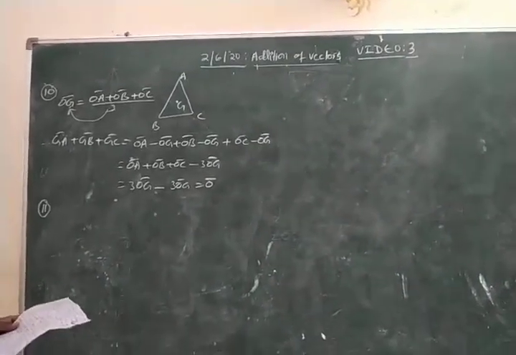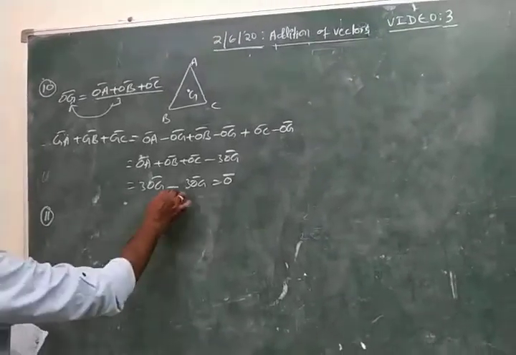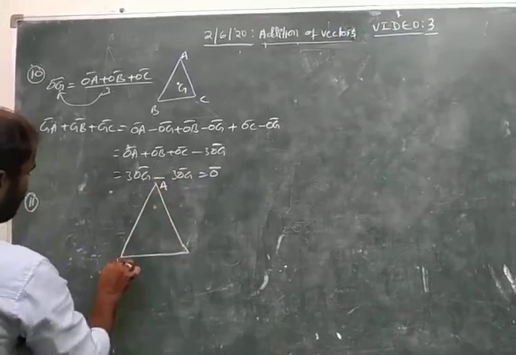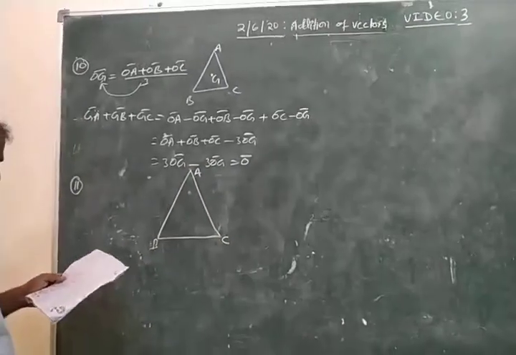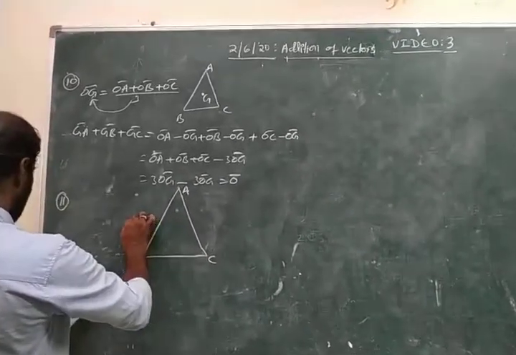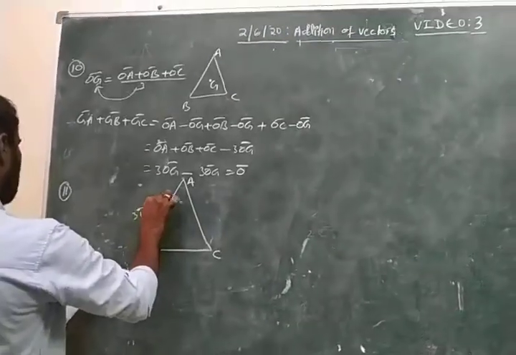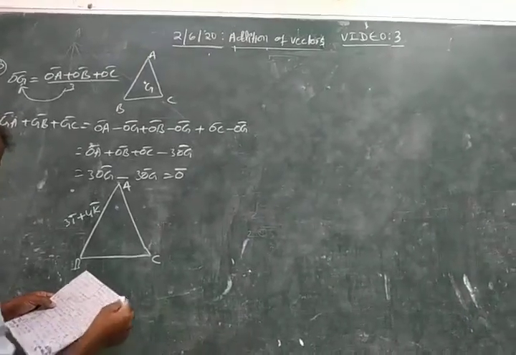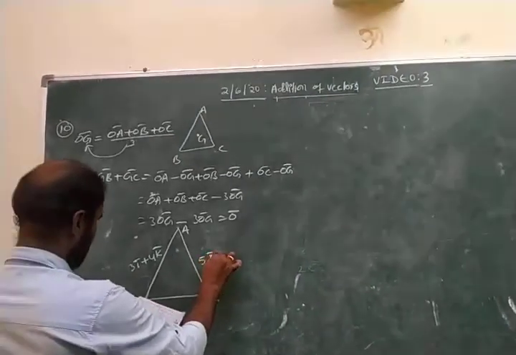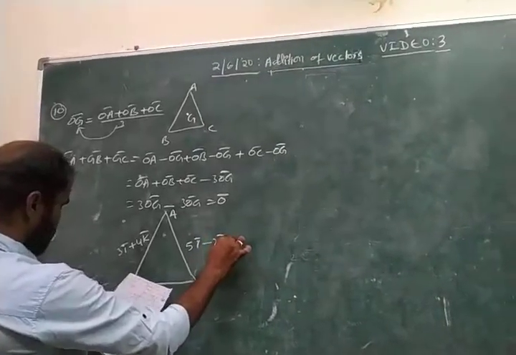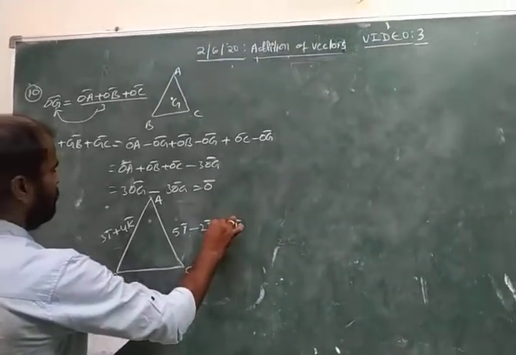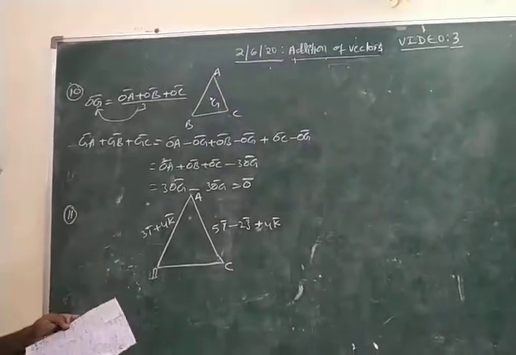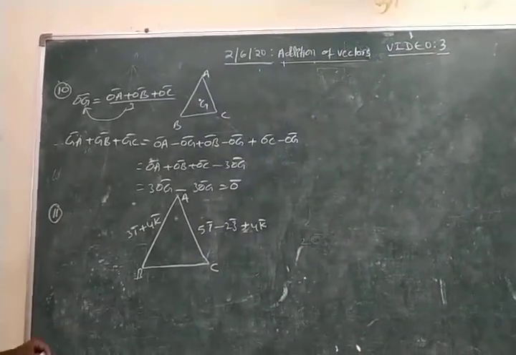AB bar and AC bar are the sides of a triangle ABC. The vector AB bar is given as 3i bar plus 4k bar, and AC bar is given as 5i bar minus 2j bar plus 4k bar. They are the sides of a triangle ABC. Then find the length of the median through A.